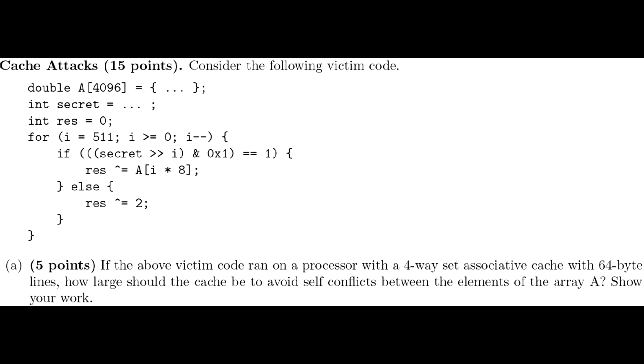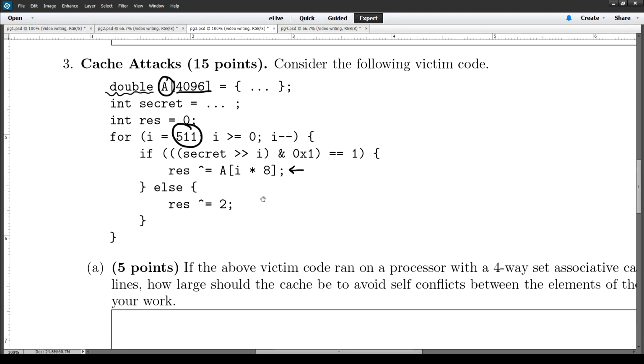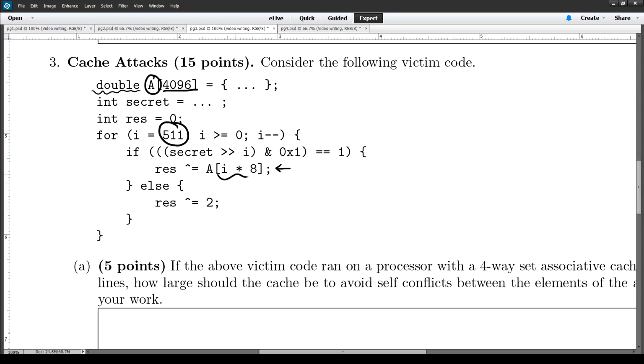So let's take a look at the code. In this case, we're looking at an array A filled with 4,096 doubles, which are 8 bytes each. And we can see that at most, we're accessing an element in the array once every iteration of the 512 iterations in this for loop. We can also see that we're accessing every 8th element in the array from this snippet, i times 8. So with all of this information, we'll figure out the cache size.